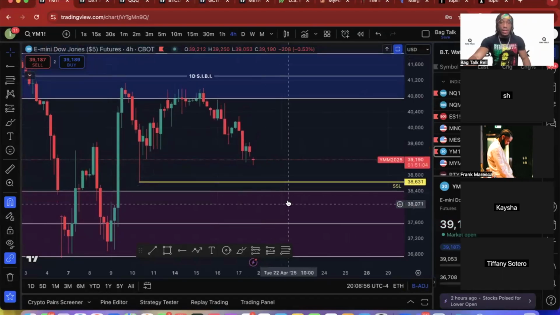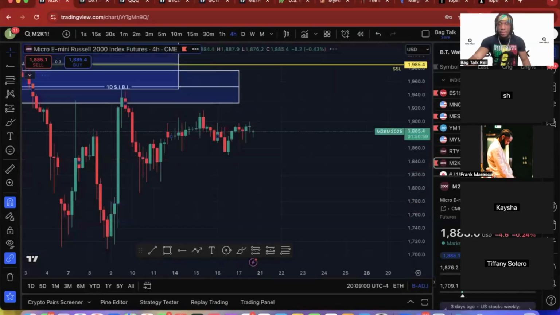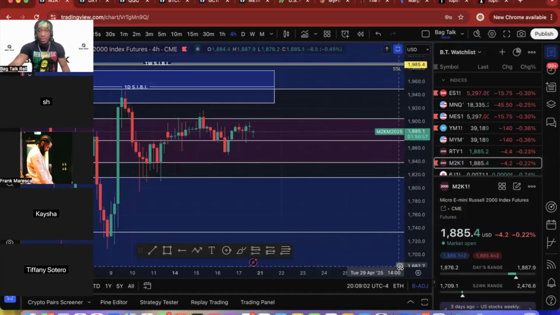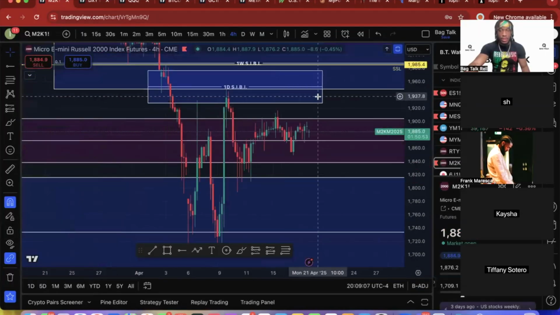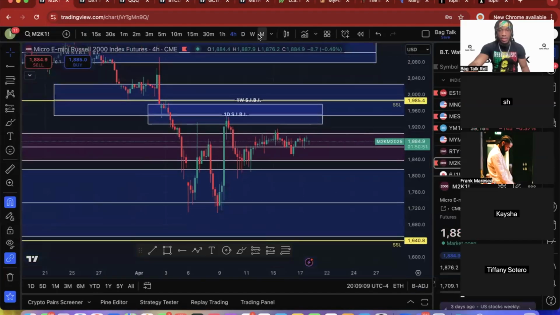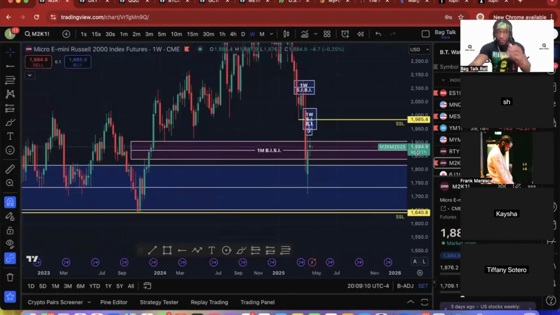Okay, so I like that, and then of course we could push higher as well. So the Dow, the Russell, man, the Russell, I believe B adjust should be off. B adjust is off when I'm on the Russell. All right, the Russell looks noisy, but I'm gonna break it down. I don't like noisy charts. I'm gonna break it down real quick.